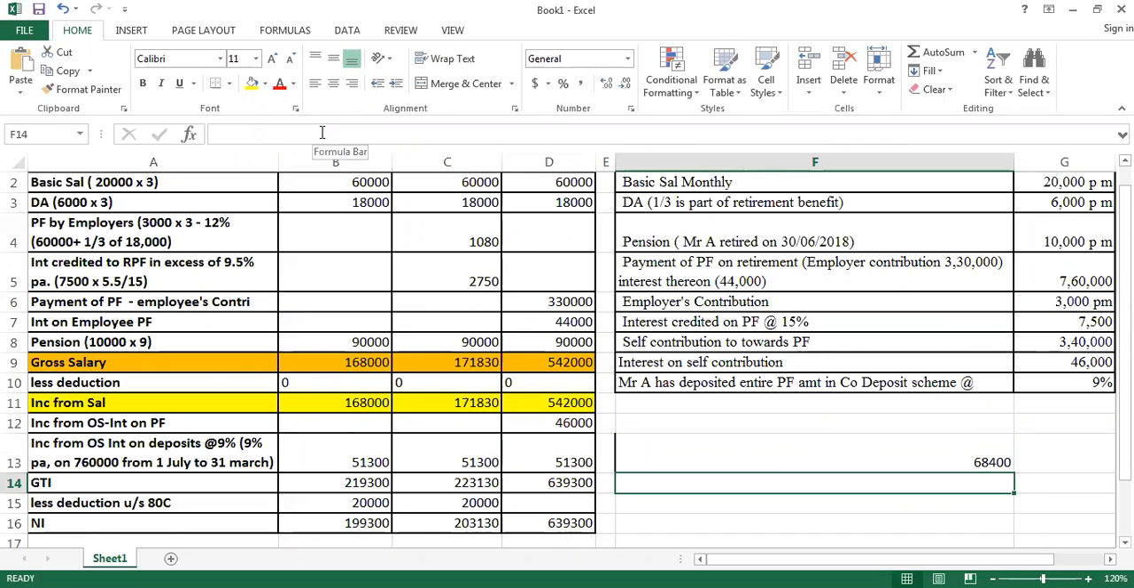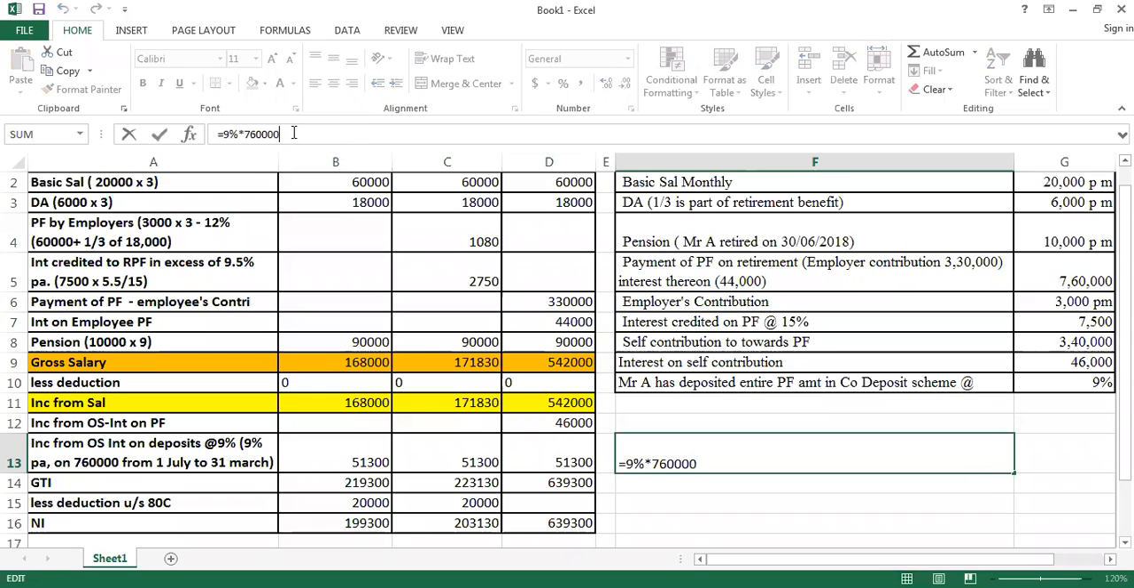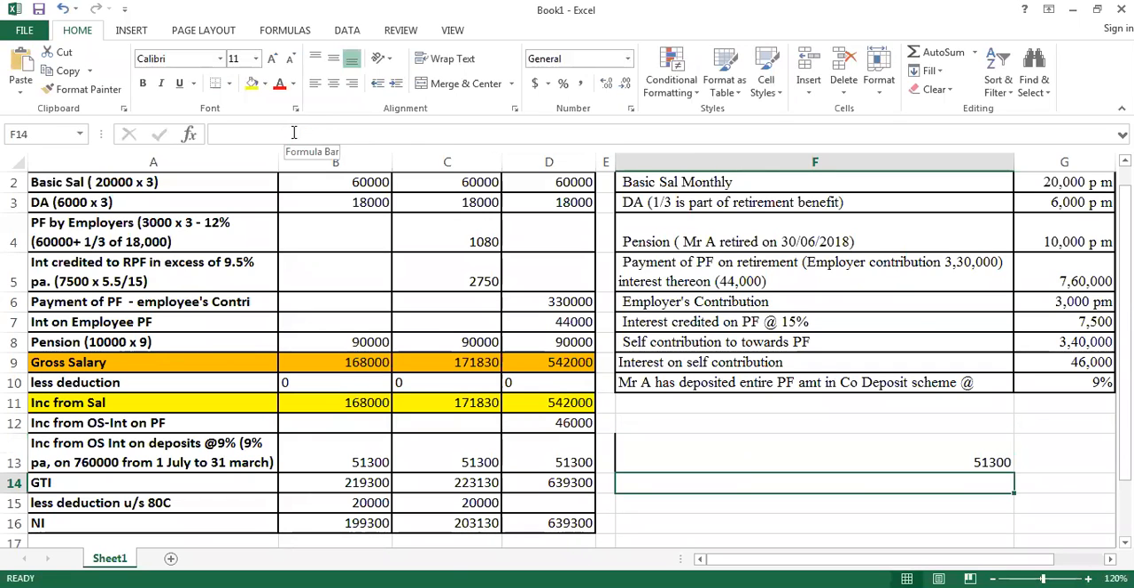That's wrong, because you have not invested your money for the first 3 months: April, May, June. You have not invested because you did not retire and you did not have money to invest. So you cannot consider 9% into 7,60,000. You have to consider 9% of 7,60,000 into 9 by 12. Only then the calculation comes correct.